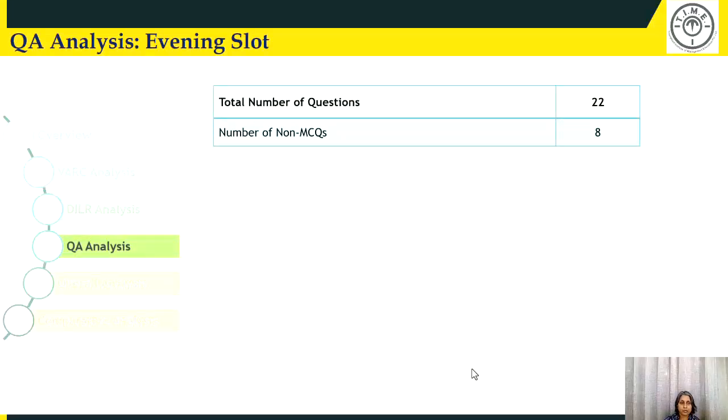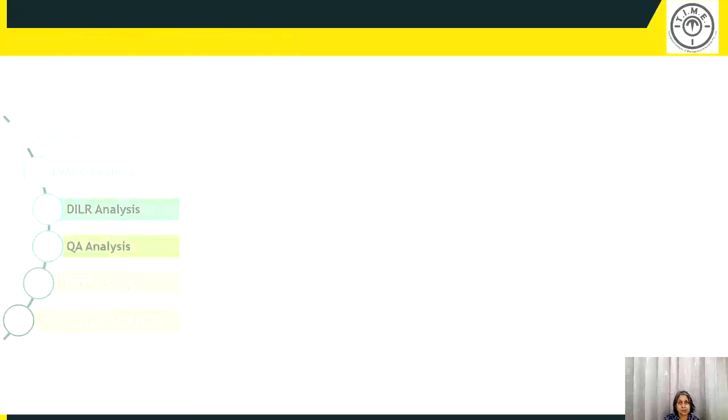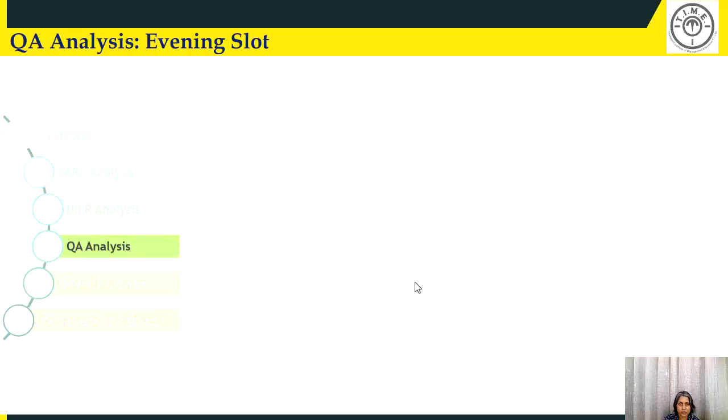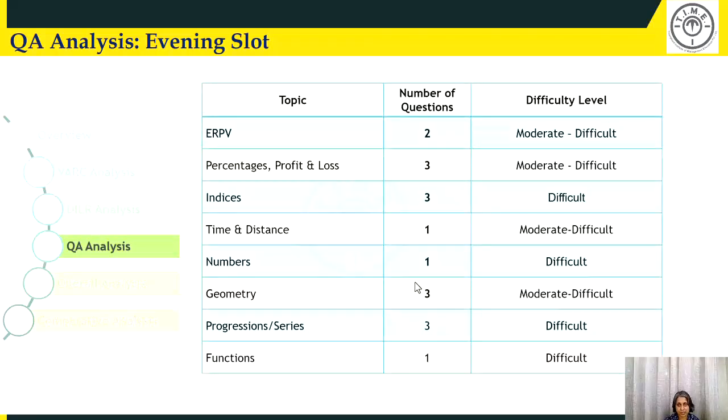Okay, now we come to the quant section, where maybe out of the 3 sections, it was in quant across the 3 slots where there was slight bit of a surprise element, although not too much. And the surprise element was that in general, the difficulty level seems to be higher. So before that, let's get into the details of the topics.